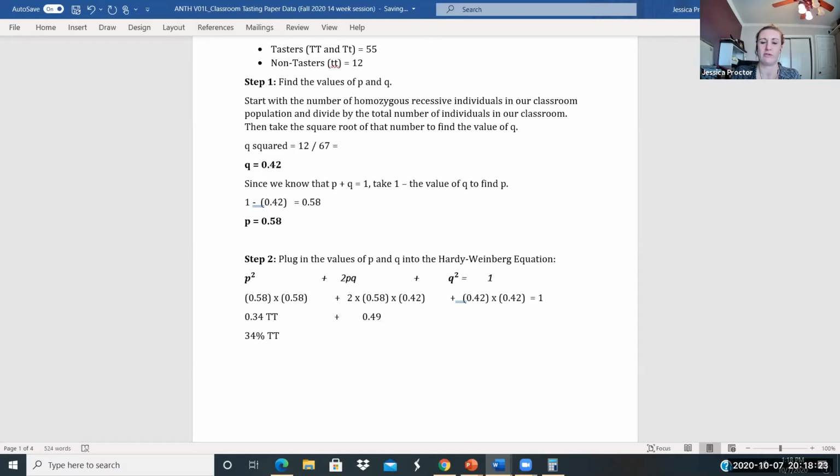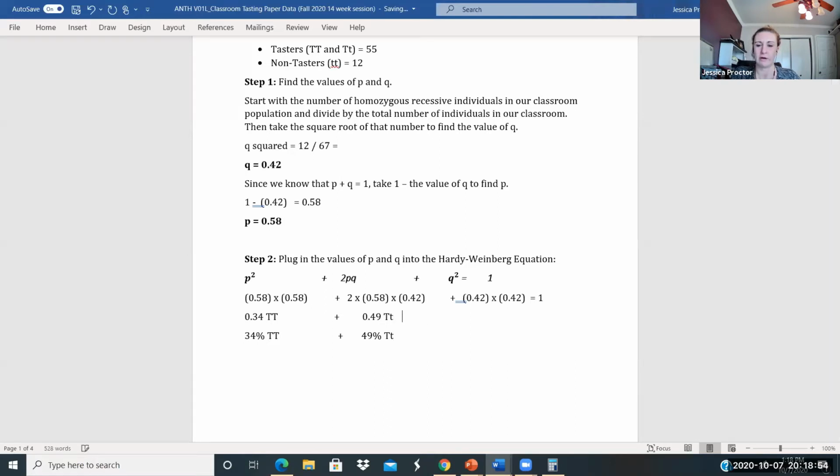And that's because we know that 2PQ represents the heterozygous members of the population. All right, so 0.49, that's the frequency for the heterozygous genotype. If we want to turn that into a percentage, piece of cake, we just move our decimal 2 places. So 0.49 becomes 49%. So we know that 49% of our classroom population is heterozygous at the locus that determines whether or not you can taste the row.